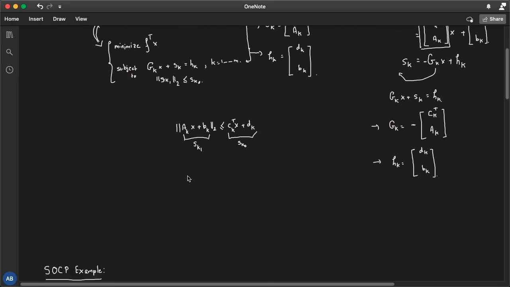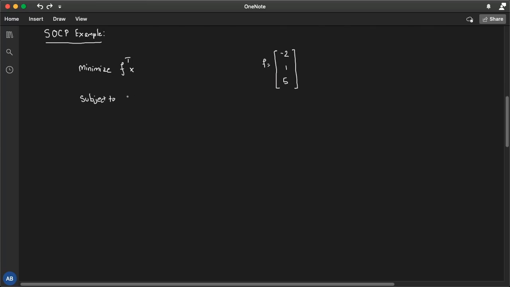Okay, so how do we do that? It's really simple. First, let me write the cone constraints down. A1x plus B1 in L2 norm less than C1 transpose X plus D1, and the same thing for the second one. And then we'll match the parameters A, B, C, and D for the first and the second cone constraints. Okay, so now what is my A1 and what is my B1? Let me write them all over here.